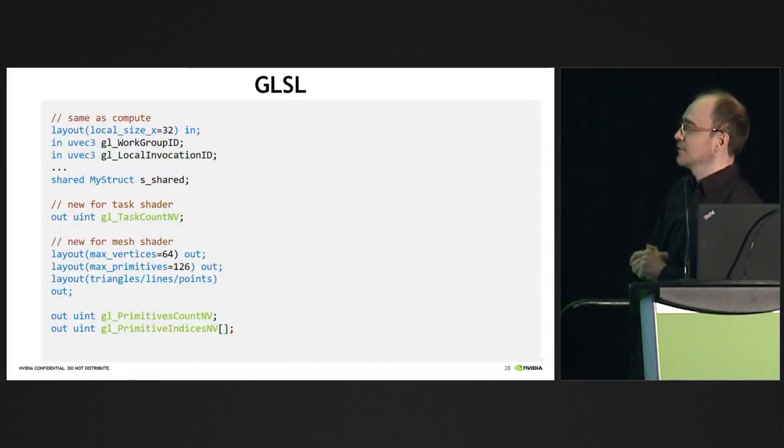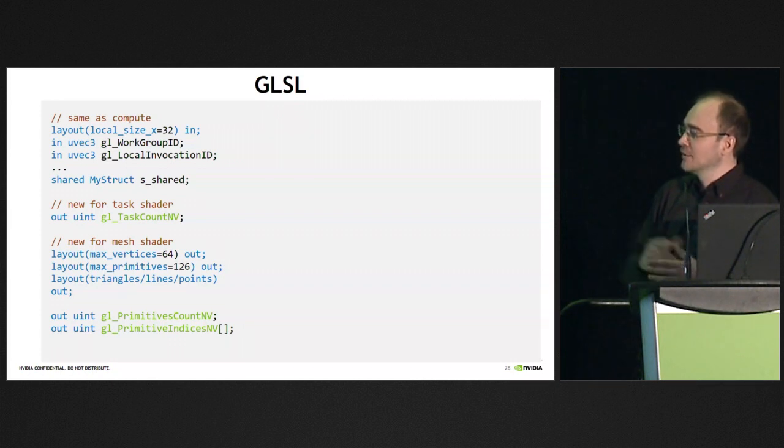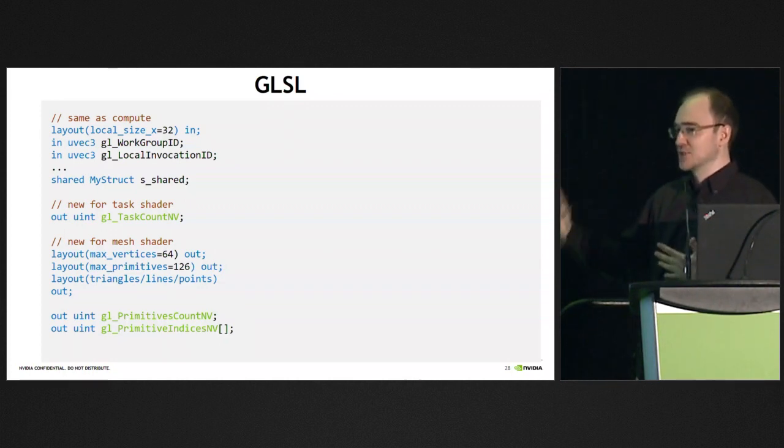On the GLSL side, again, it starts out like compute. It's still three-dimensional defined because we just reuse the built-ins, but effectively 1D. You get a new output, the task count, which is basically how many children you want to spawn from the task shader. In the mesh shader, you start out similar to the geometry shader, defining how many resources you need, how big your arrays will be sized, and what type of primitive you're producing. You have the primitive count and then the tiny index buffer. It's defined as uint, but it actually is uint8.